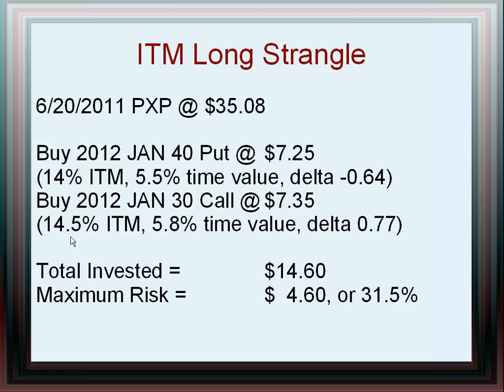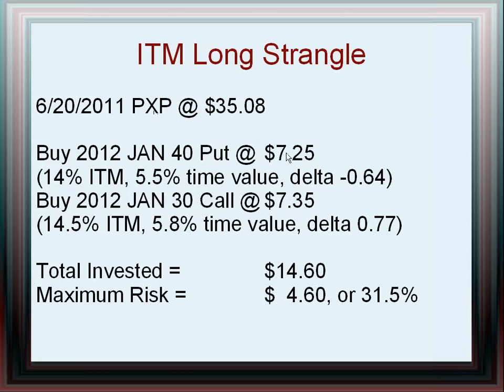It's about the same amount in the money. It's 14.5% in the money, with 5.8% of time value. 5.8% of our 7.35 is time value, and it has a delta of about 0.77 on June 20th. Look this up using the historical chains on Power Options.